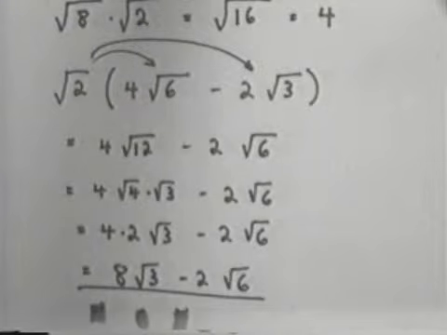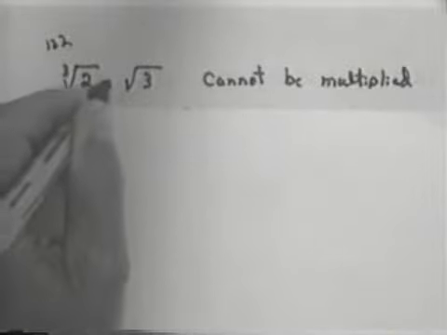Let's look at a couple more examples. The cube root of 2 and the square root of 3 cannot be multiplied. So I cannot do this multiplication. The reason I cannot do it is the indices are not the same. Here the index is 3, here the index is 2. So they cannot be multiplied.